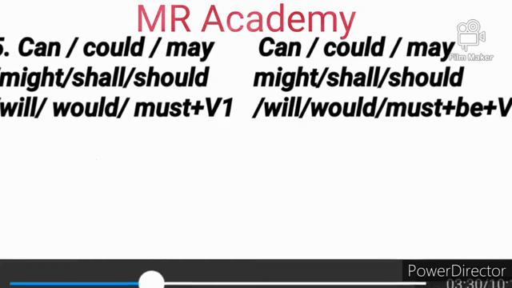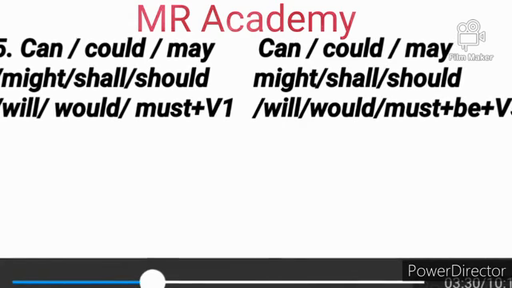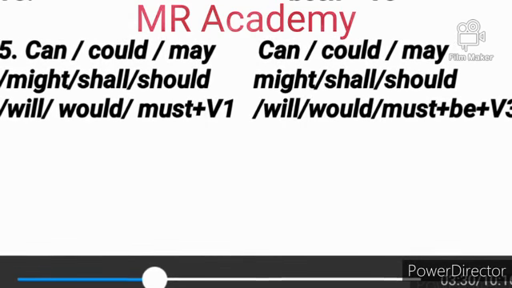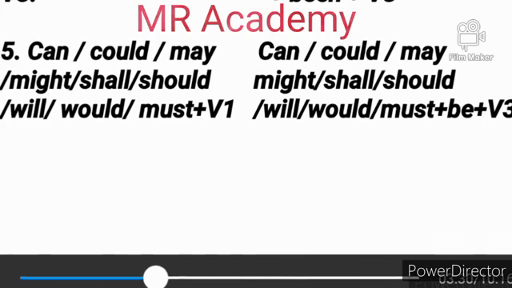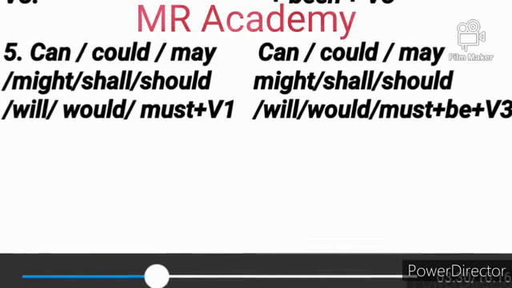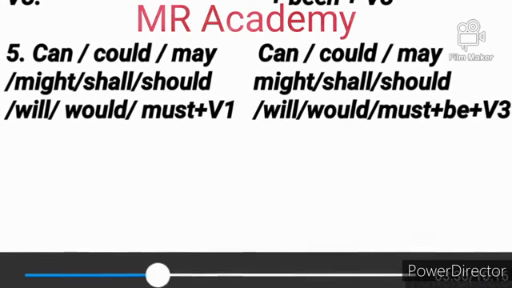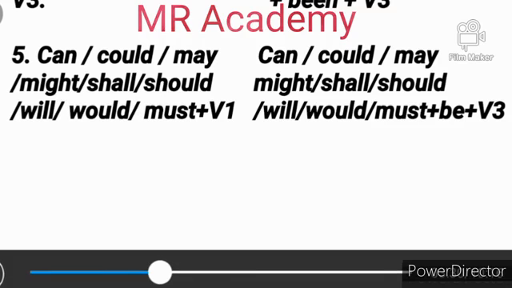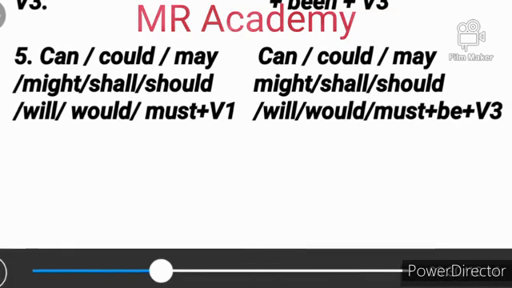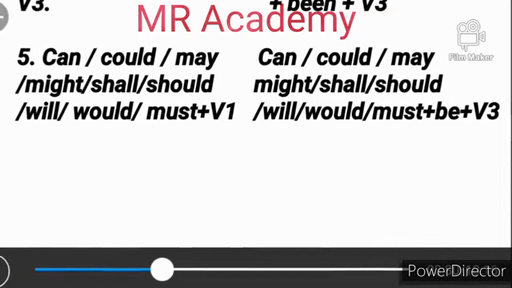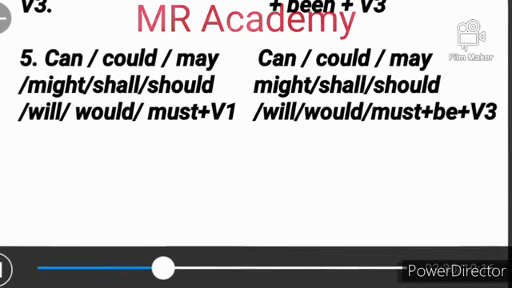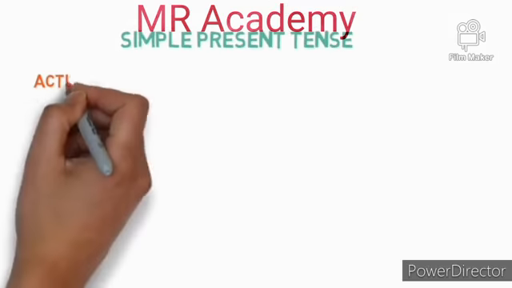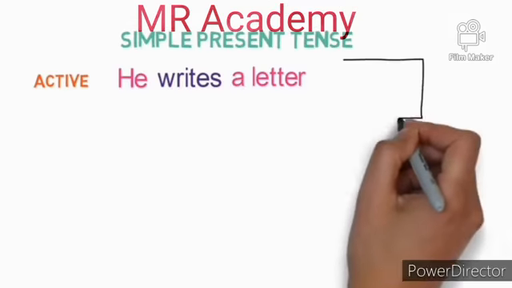The final way, for modals. You know, can or could, may or might, whatever the modals you can add in the passive form, be. So, if it is can or could or may or might or shall or should or will or would or must plus be plus V3. Okay, dears? Now let's see some examples.